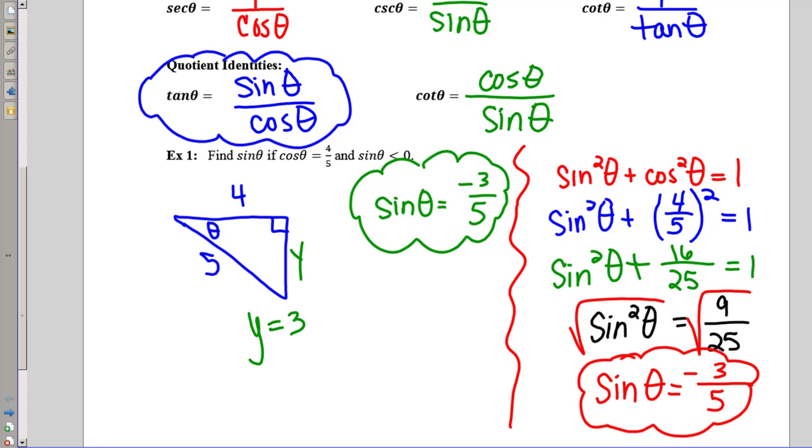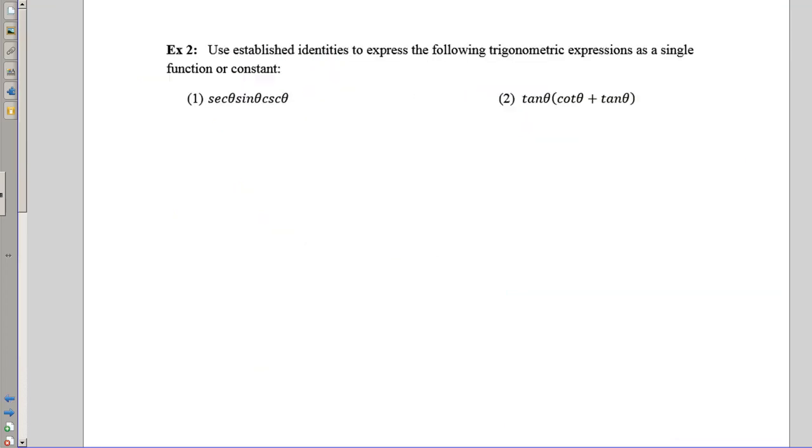So the question is, well, does it matter which way I do it? Absolutely not. What matters is that you know at least one of the ways of dealing with it. Okay? I'm going to ask you to go to the next page. And on the next page, there's an example 2. It says, use established identities to express the following expressions as a single function or a constant. So you're going to go ahead and re-express what's given using the identities from the previous page. So remember in class, I said that that previous page is sort of like the cheat sheet for your proofs. So you can use that to remind you of some of the formulas.